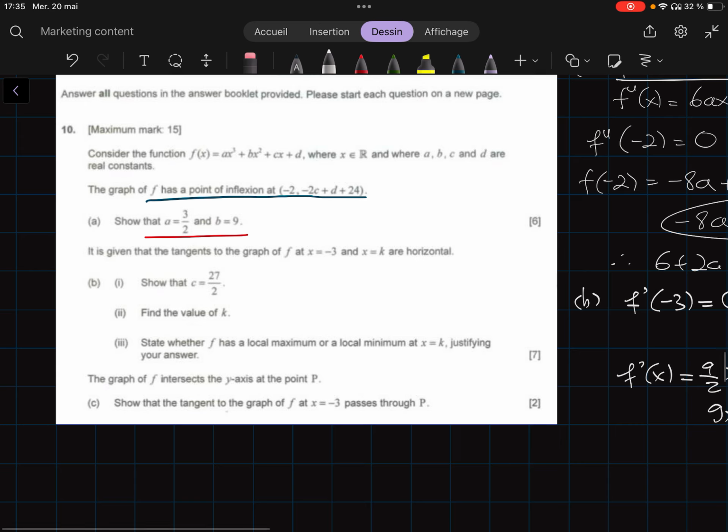Part 3. State whether f has a local maximum or a local minimum. Well, we know that it is a positive cubic because a is positive. Should look something like this, and this point has to be a minimum. But we are asked to prove it, so here we go.